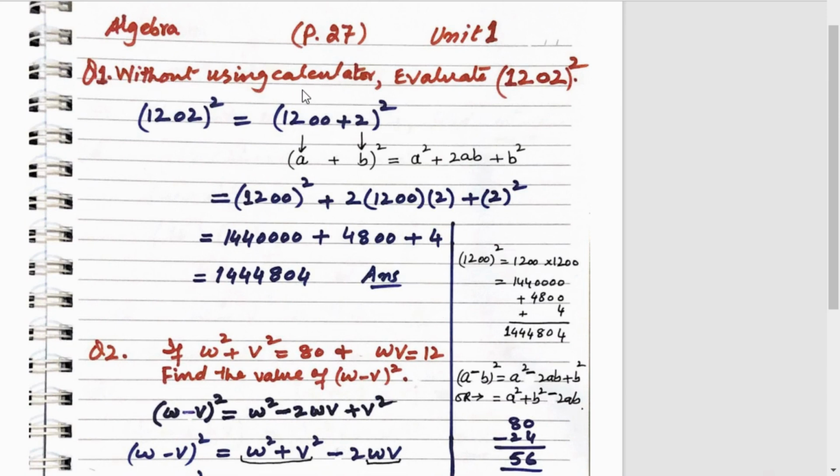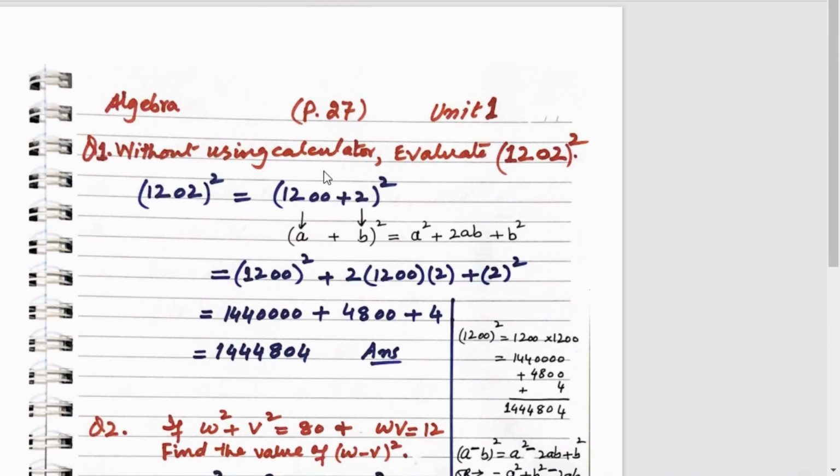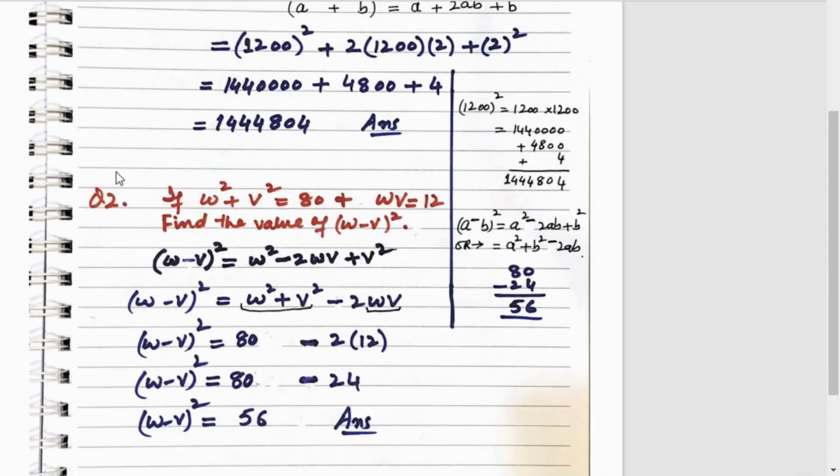It is a vague statement, but you should be clear and make it clear in your minds. When it is written "without using calculator," it means he is asking you to use identities, right? So this is also a hint. When it is written over here "using algebraic identities," these three words will help you understand that we are not going with the simple multiplication, we will use identities.